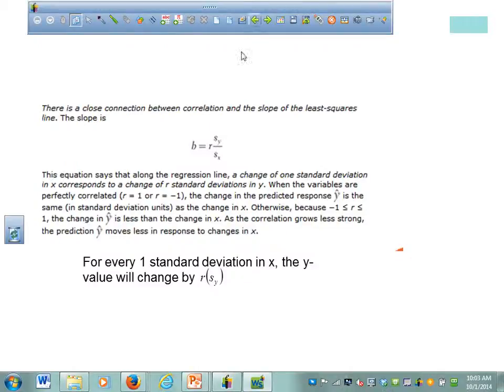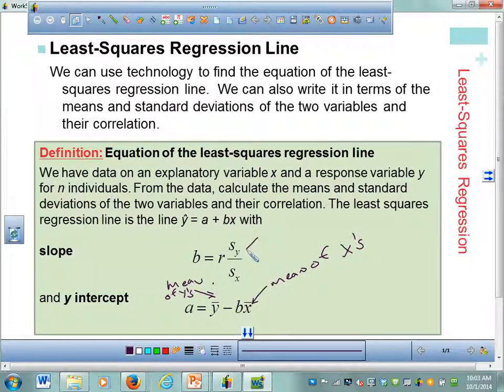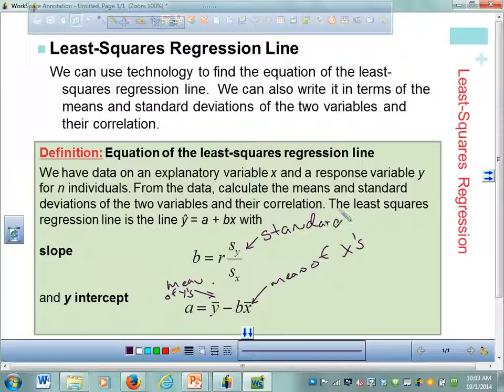Yes, sy and sx are standard deviations. This is the standard deviation of the y term. What's the r? r is the correlation. Okay. This is the standard deviation of y's, and this is the standard deviation of x. And this is the correlation. Correlation, is that how you spell it? Yeah, that's right. Okay? And this is the slope. Okay? So, can I move on?